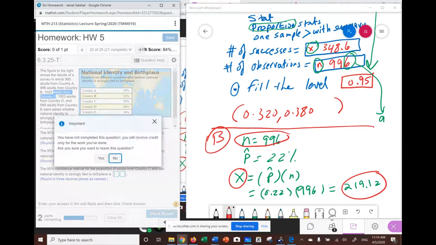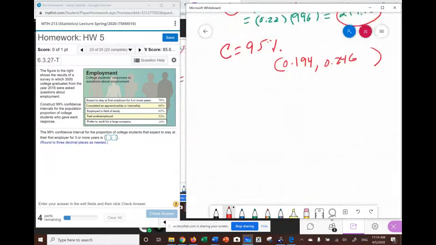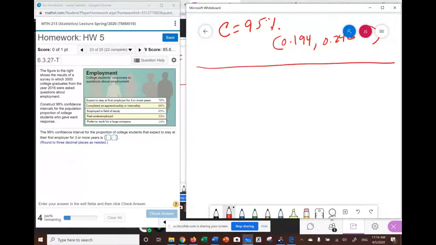Now let's move to 23. Actually, 23 is the same as 22. I'm just going to do one part, and we're expecting to have as many parts as there are countries. So there are 5 countries, there are 5 parts. So let's start with, actually it's not countries in here. It says in here, the figure to the right shows the results of a survey in which 3,000 college graduates from year 2016 were asked questions about employment.